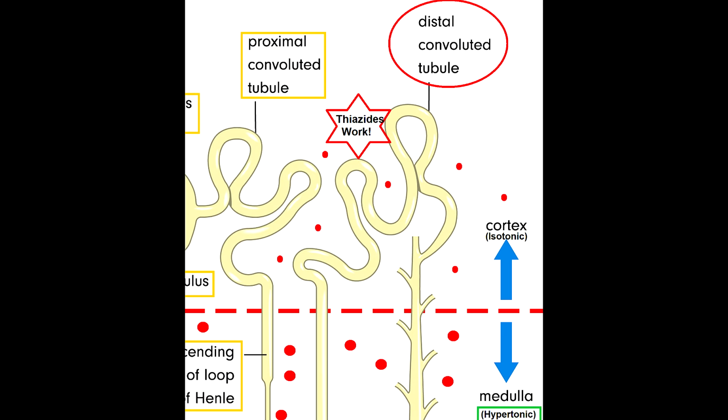This is the structure that we care about for this lecture for the thiazides, because this is where the thiazide diuretics work, specifically in that early part. Some functions of this distal convoluted tubule are, of course, to reabsorb sodium and chloride, but it also plays a role in reabsorbing calcium. I want you to remember that, because one of the side effects of thiazide diuretics is that it can increase calcium levels. It also plays a role with secretion of potassium into the filtrate.